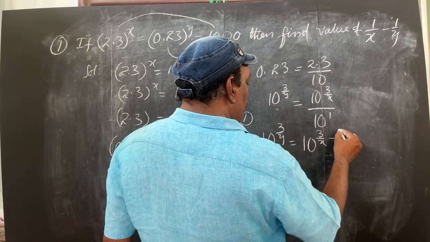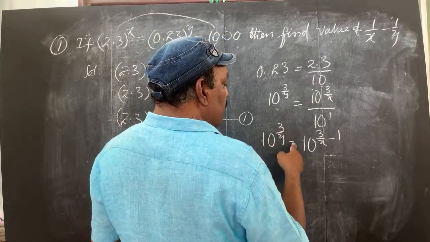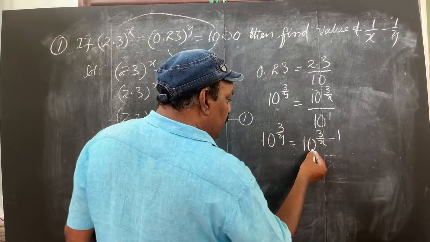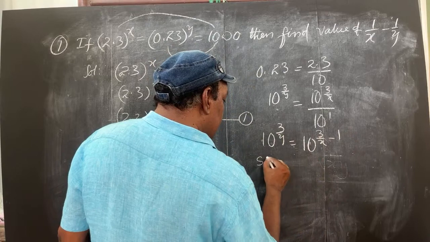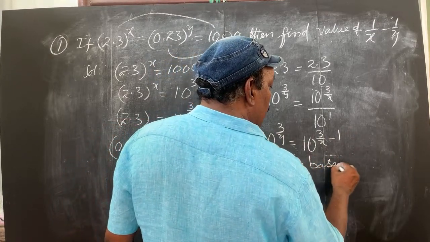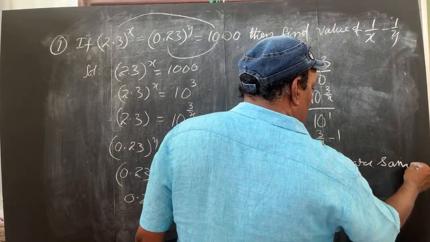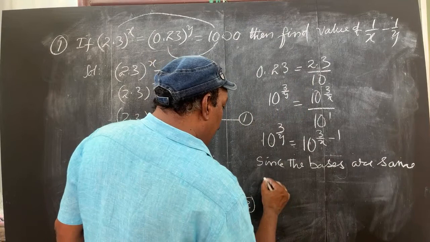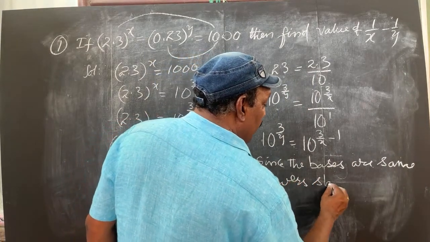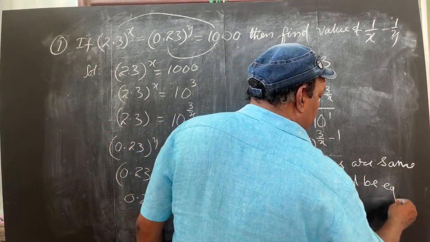and sending this one up, 10 to the power of 3 by y is equal to 10 to the power of 3 by x minus 1. Now, since the bases are the same, powers should be equated.